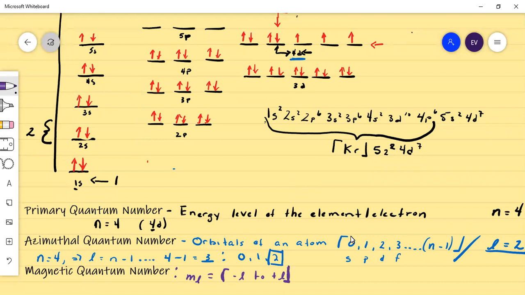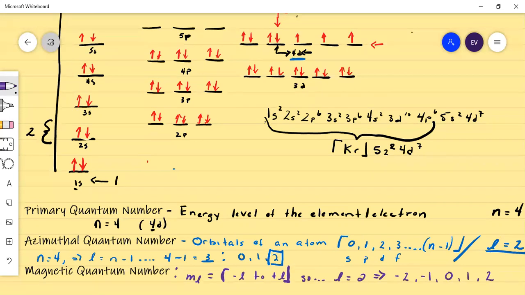So when you're looking at the magnetic quantum number, you figure out, okay, what is your L? So in this case, L equals 2. Therefore, my values for my magnetic quantum number are going to be all the values from negative L using whole integers to positive L. So that's going to be negative 2, negative 1, 0, 1, 2.